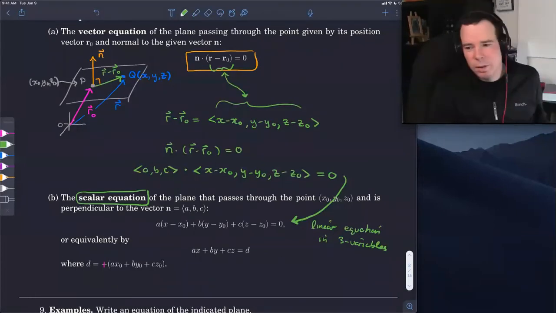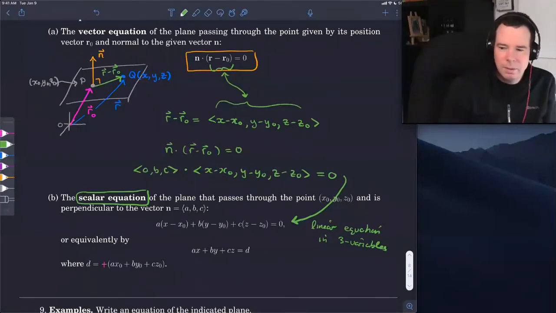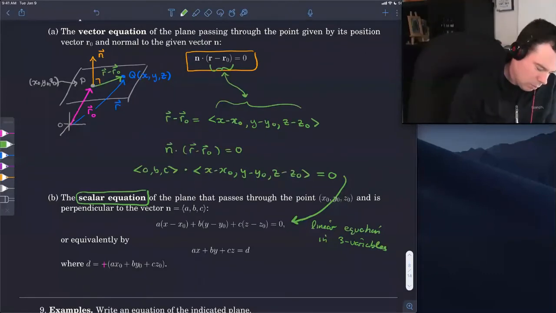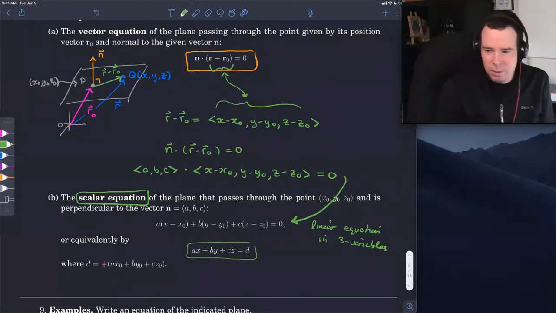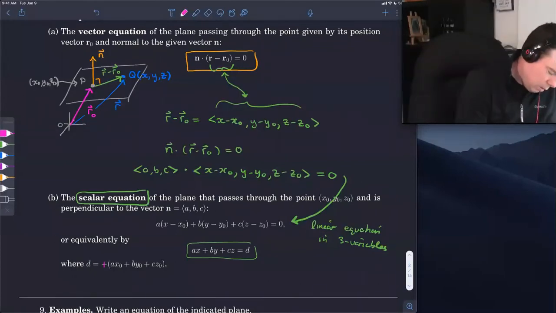So if I can move all the constants to the right-hand side, then I get an equation like the one written here, where the D is just the AX naught, BY naught, CZ naught moved to the other side. There was a mistake in the notes. I think it might be in yours.